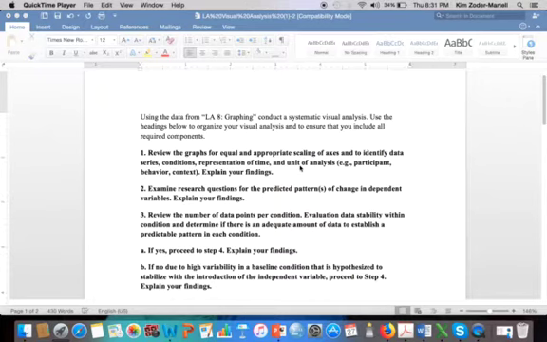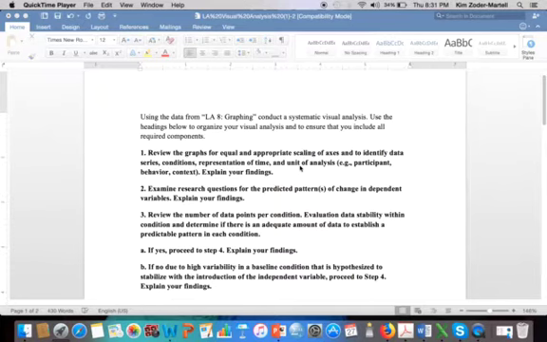What's your prediction? And then what would happen if you implemented the intervention? So you might find it helpful to review the parts of the text about research questions. You're going to have to form a hypothesis of what you would expect to happen, and then you're going to explain your findings.